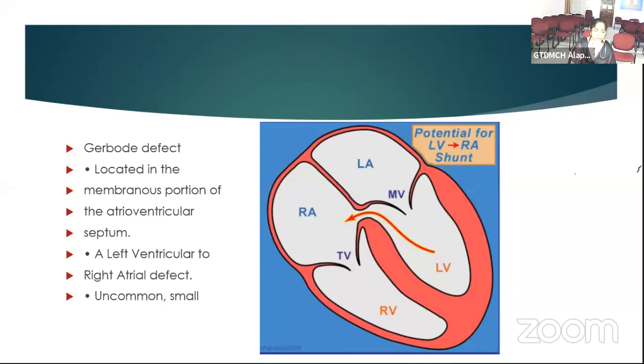Now there is something called Gerbode defect. Gerbode defect is a defect in the atrioventricular septum between the attachment of the mitral valve and the tricuspid valve, so that it leads to a shunt from the left ventricle to the right atrium. This is uncommon, but the importance of a Gerbode defect is that though it is a small defect usually, it can result in congestive cardiac failure. Usually small VSDs will not cause congestive cardiac failure. But in a Gerbode defect, because of the large volume of blood going directly into the right atrium, it can result in CCF.